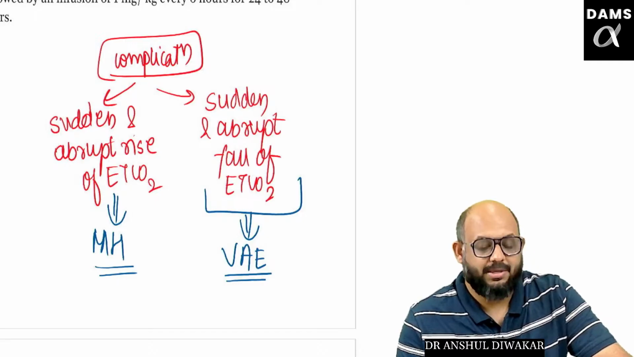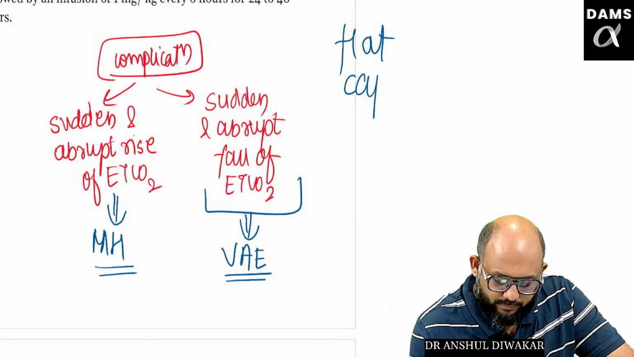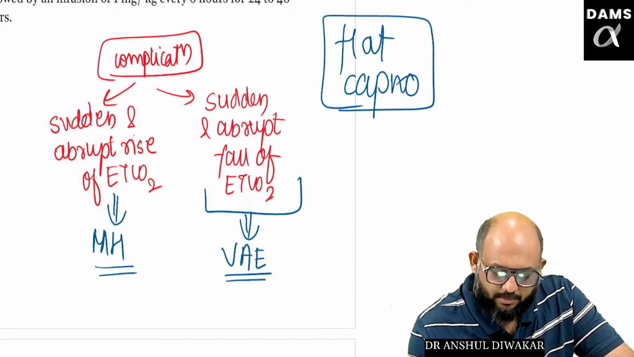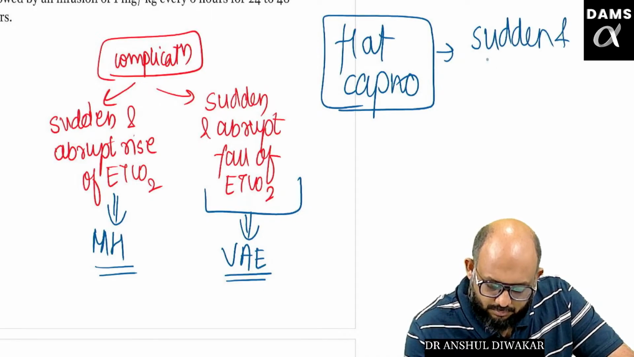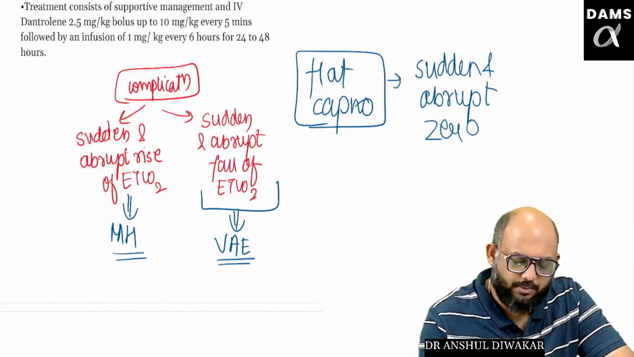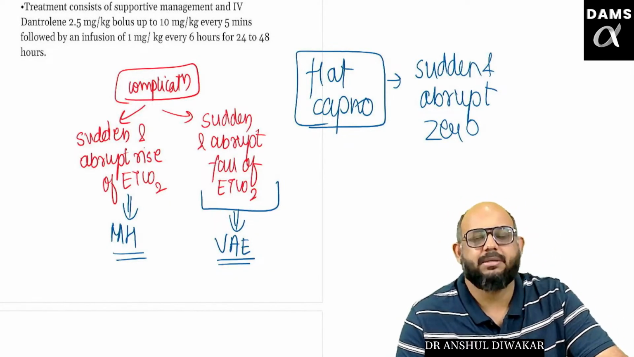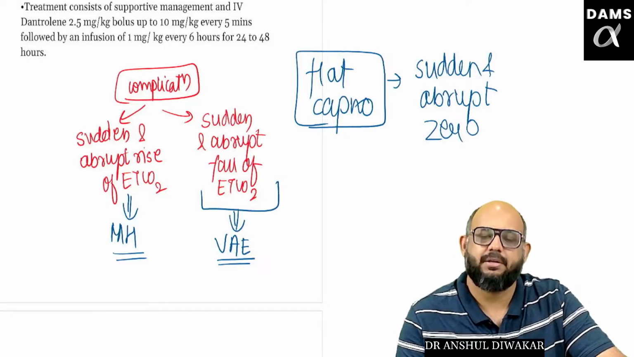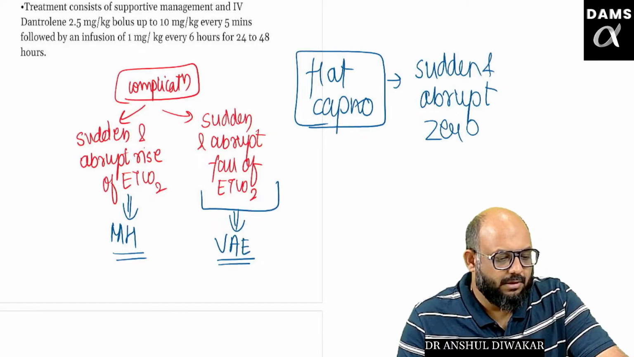Tulsi, what you are saying is flat capnogram, where there will be sudden and abrupt zero. Sudden and abrupt zero. Flat capnogram. That is circuit disconnection, cardiac arrest, ventilator failure, accidental extubation. Okay. Understood?